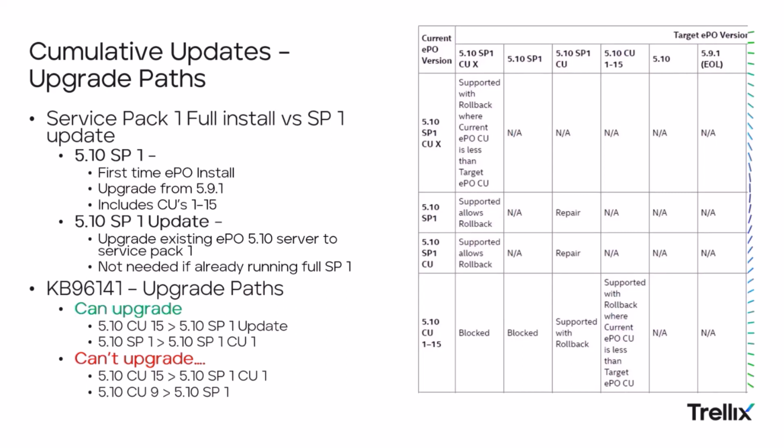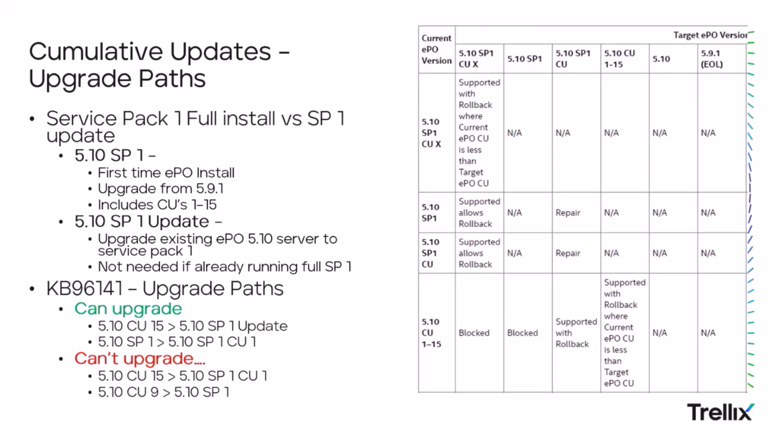But what's the difference between Service Pack 1 and Service Pack 1 update? The wording on this can get a little bit confusing, so I just wanted to explain it a little bit. EPO 5.10 Service Pack 1, the one without the update at the end, is a full installer. If you're installing EPO for the first time, this is what you would use. If you're upgrading from an earlier version, so 5.3 or 5.9, you would use the EPO Service Pack 1 installer. Service Pack 1 includes all the previous cumulative updates that were released for the original release of 5.10, so that would be cumulative update 1 through 15.